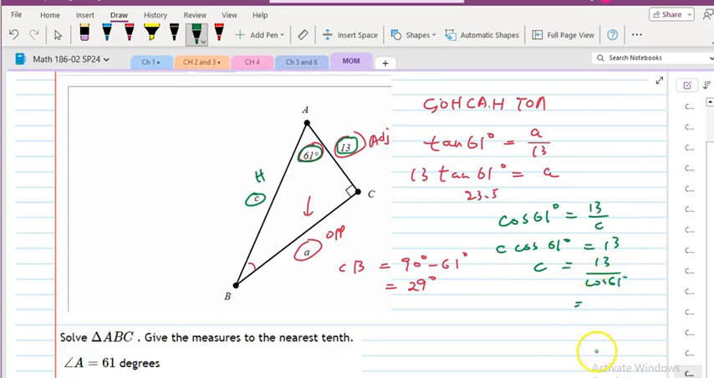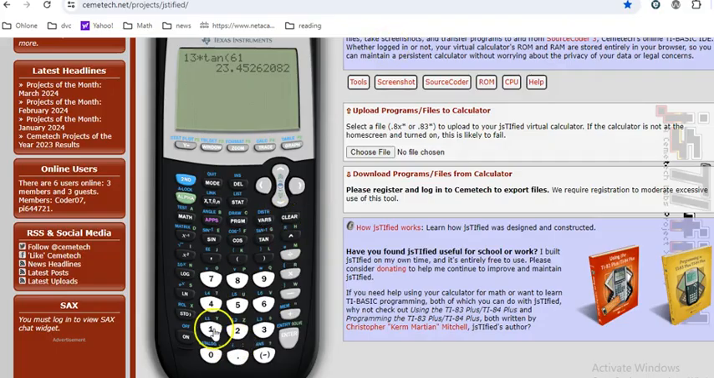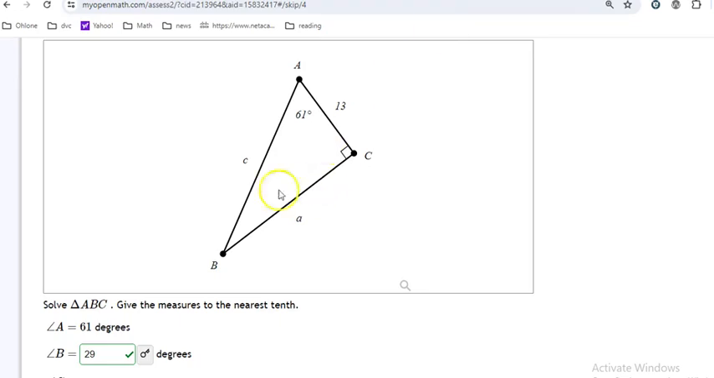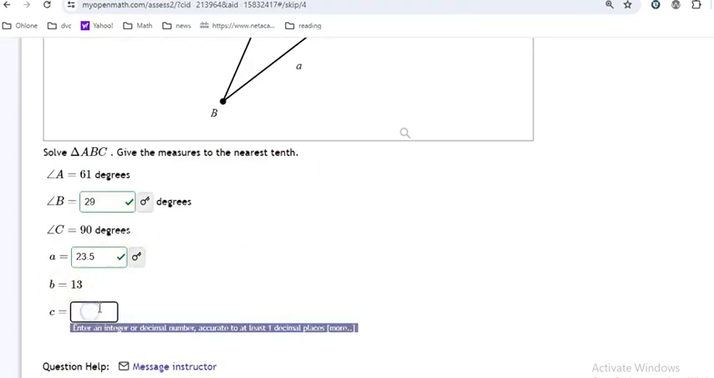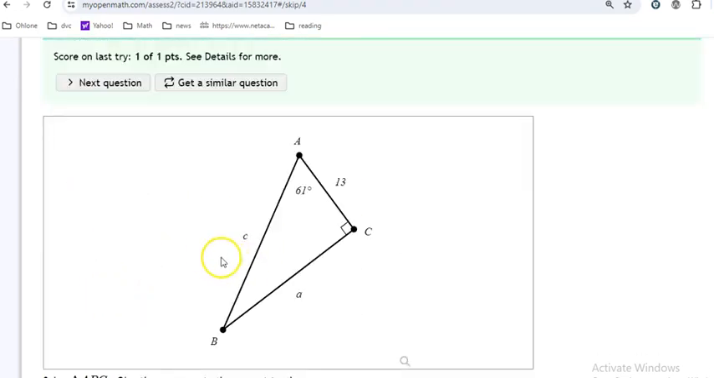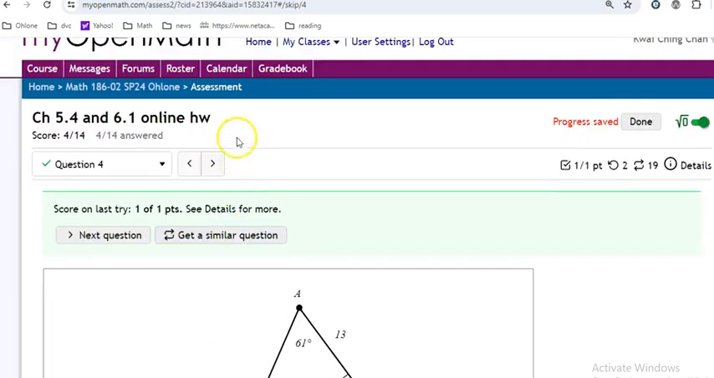So put it in the calculator. 13 divided by cosine 61. 26.8. Oh, that could be.